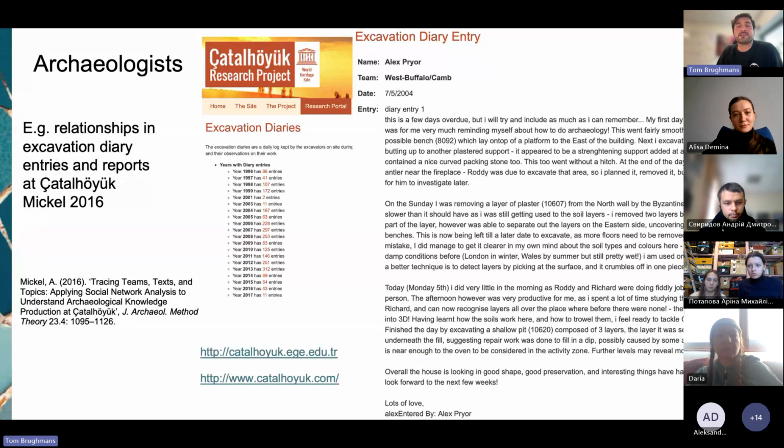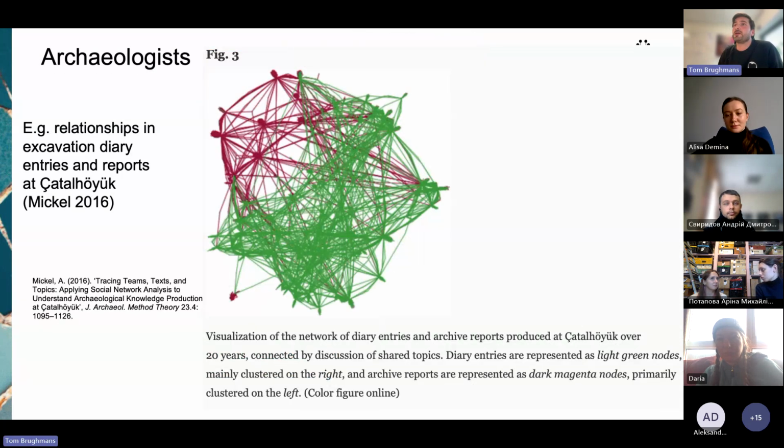Alison Mickel has written a really great paper about that for the case of Çatalhöyük, where they actually recorded digital diaries of excavators and how they wrote daily about the things that they excavated, and the interactions that they had from a personal perspective. So here we have these individual diaries and the people who wrote them and the words that they used to describe the actions that they did, the things that they excavated, the things that they found, right? So check out that paper by Alison Mickel in the Journal of Archaeological Method and Theory if you're interested in that.